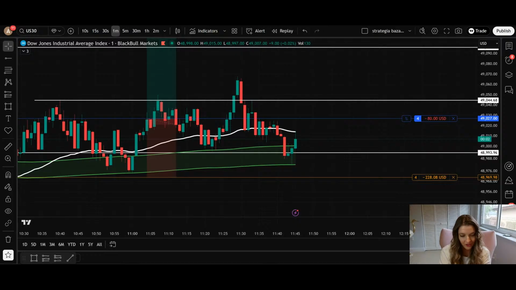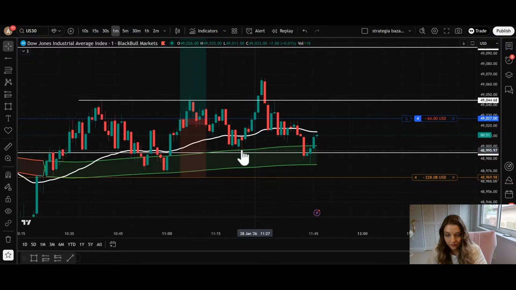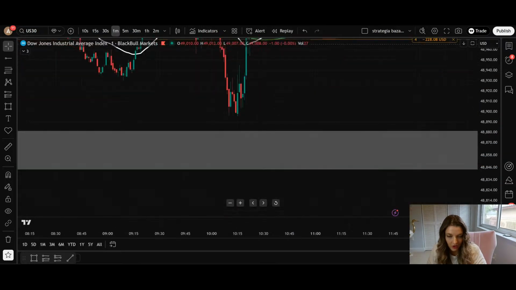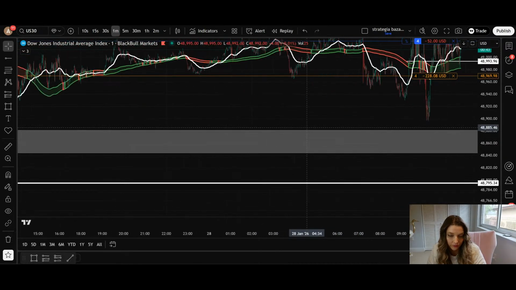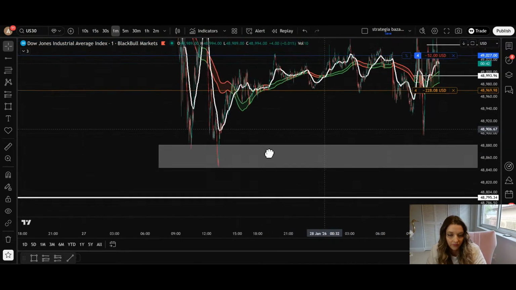The original setup was what I sent you on Instagram. But it never touched. Did it touch? It never touched this area. We were waiting to touch this area, but it never touched it. I was waiting to touch this area too. It never touched it.